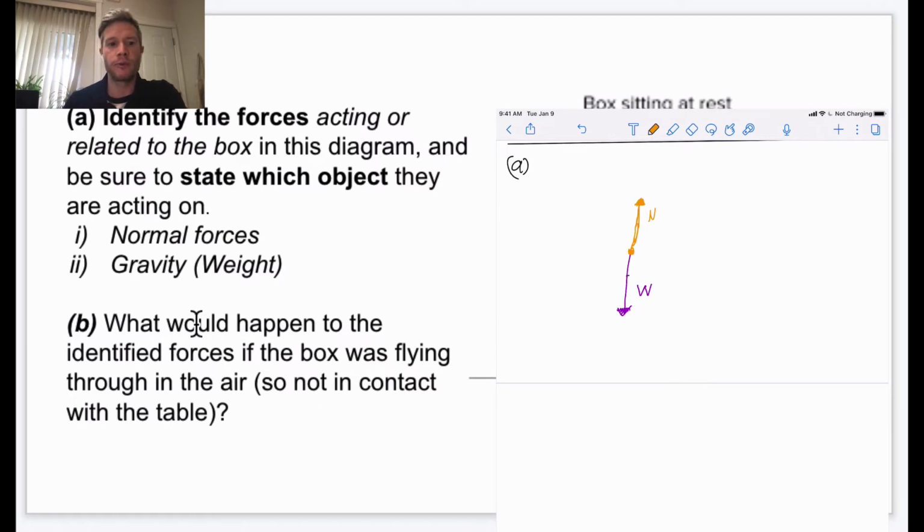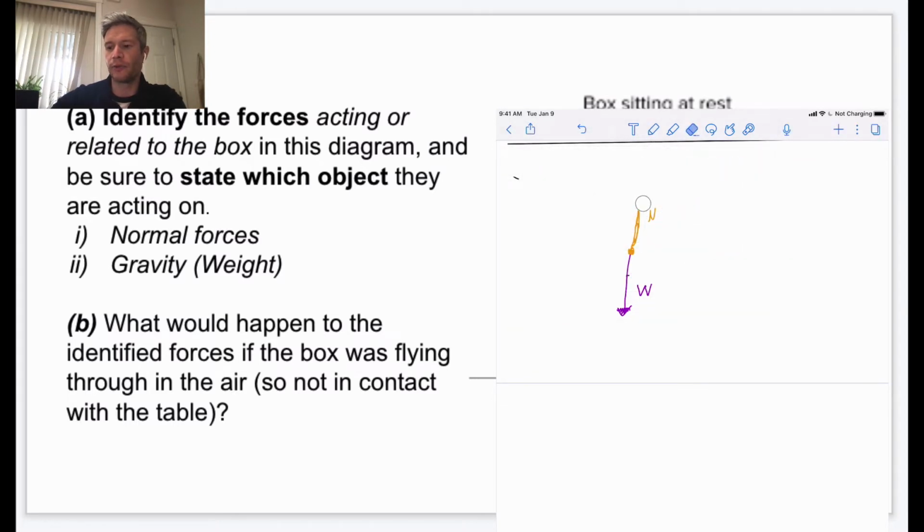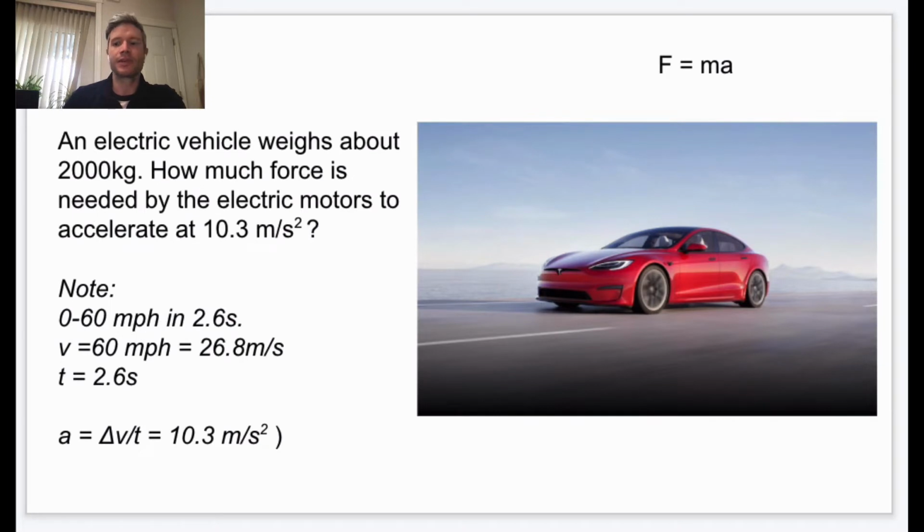What would happen to the identified forces if the box was flying through the air? Okay, so it's no longer in contact with the table. Well, essentially what would happen for B is our normal force, or contact force, is no longer applied. And so it's just the force of gravity acting on its mass, so its weight. Okay, so that's that one.